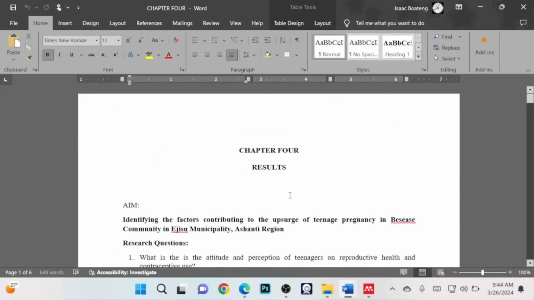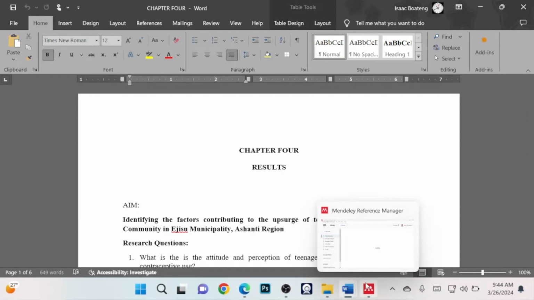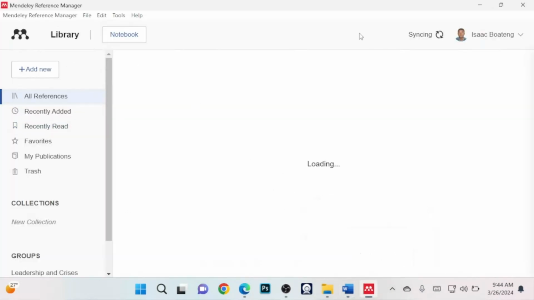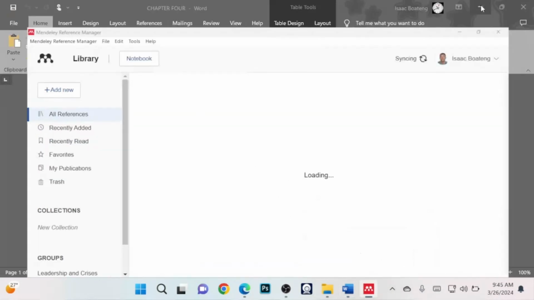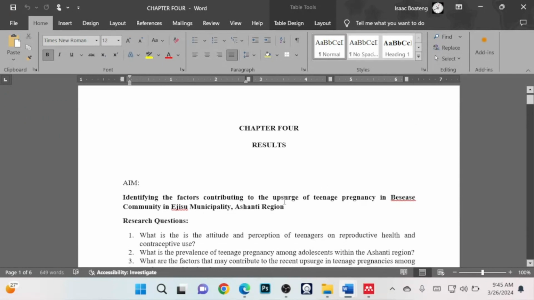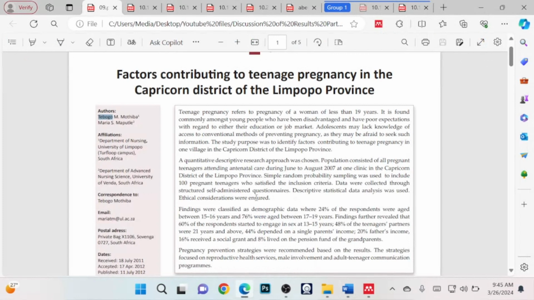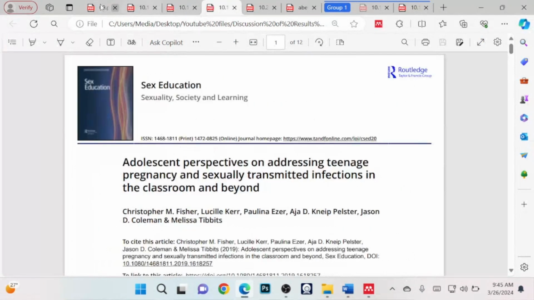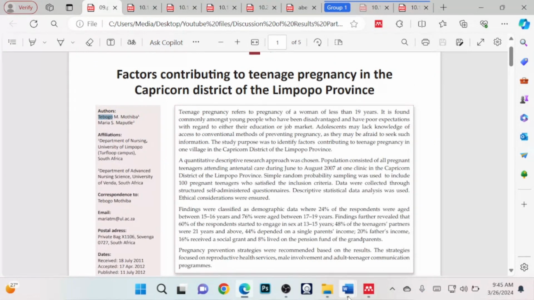The next thing I told you to have is a referencing tool. So I have my Mendeley here, which I'm going to use in referencing and citing every literature that I use in the discussion of the results. Now with these two items, the last thing you need is a lot of literature. So I have some literature here that I'm going to use to go through this particular video.